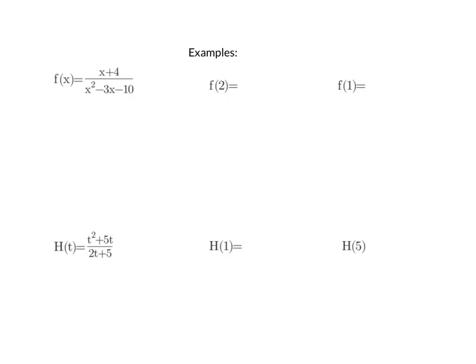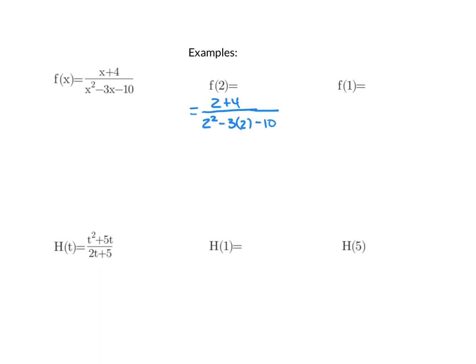Our first example is f of x equals x plus 4 over x squared minus 3x minus 10. The first thing that we're going to do is replace our variable x, all over the function, with 2. So if we do this, we're going to get 2 plus 4 over 2 squared minus 3 times 2 minus 10.